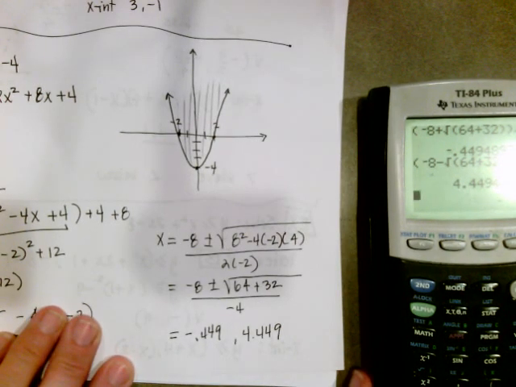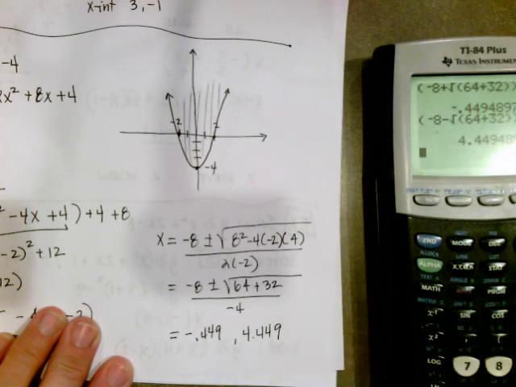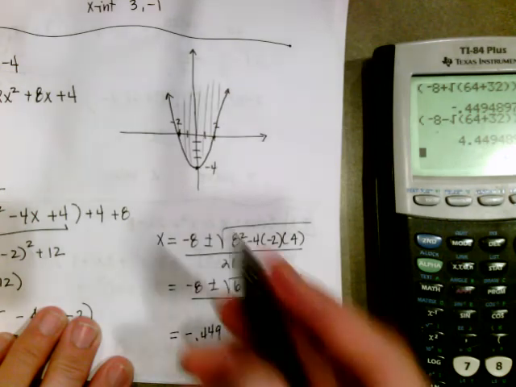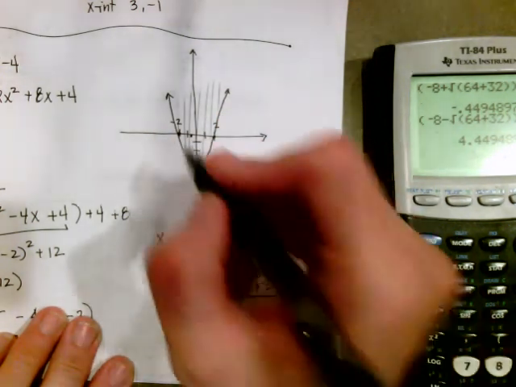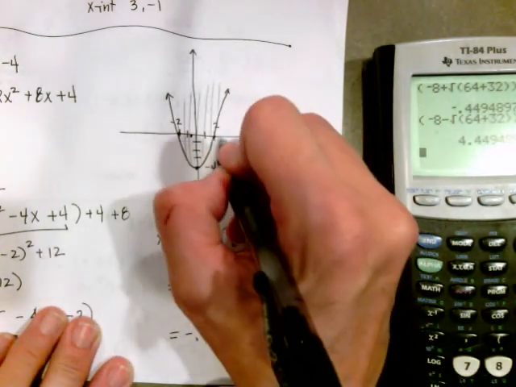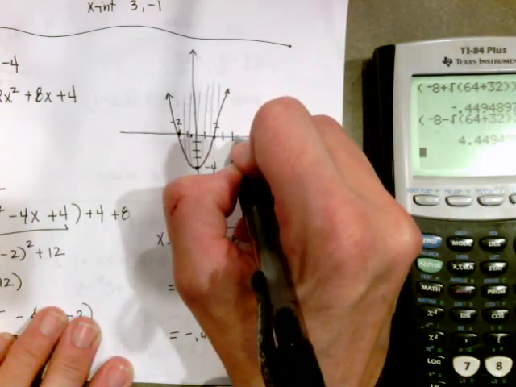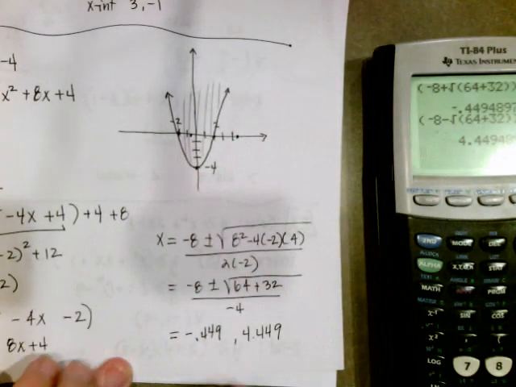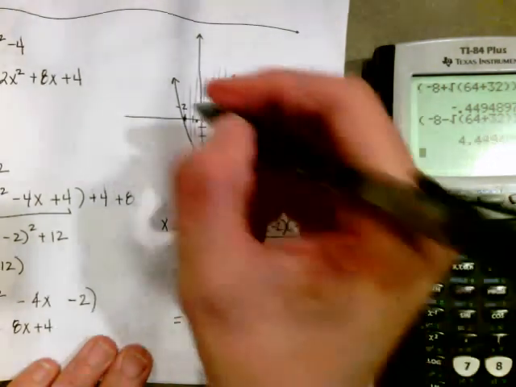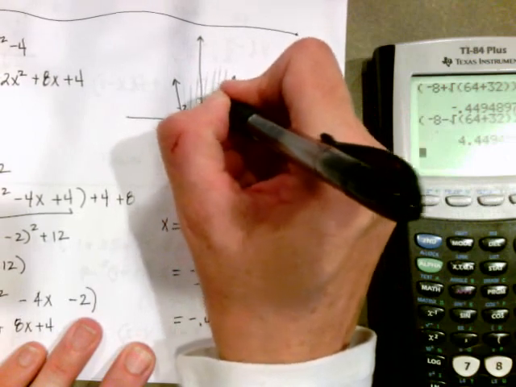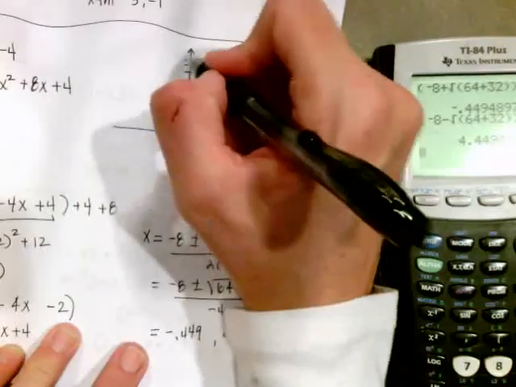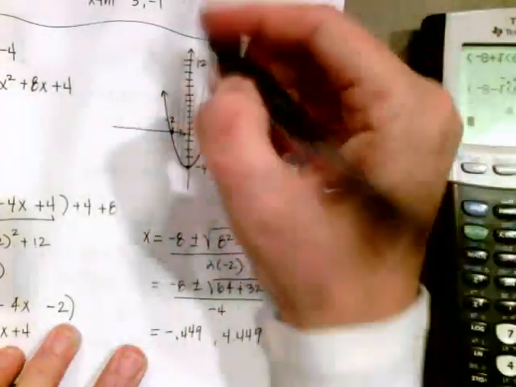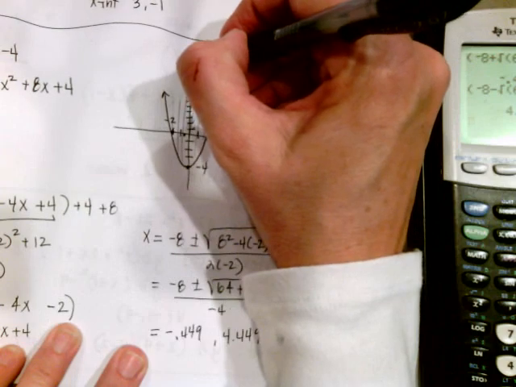Alright, so if I graph that, negative 0.449 is about negative 1/2, so I'm going to put a dot there. And then positive 4.449 is about 4.5. 2, 3, 4, and a little bit. Okay. My vertex was at (2, 12), so 1, 2, 3, 4, 5, 6, 7, 8, 9, 10, 11, 12. All right, so there's my vertex at (2, 12), way up there.